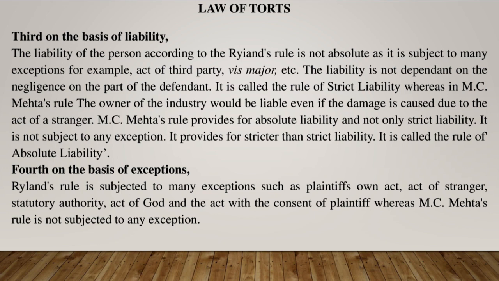It is called the rule of strict liability, whereas in M.C. Mehta's rule the owner of the industry would be liable even if the damage is caused due to the act of a stranger. M.C. Mehta's rule provides for absolute liability, and not only strict liability. It is not subject to any exception. It provides for stricter than strict liability. It is called the rule of absolute liability.